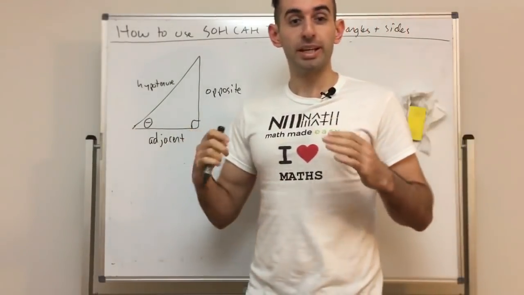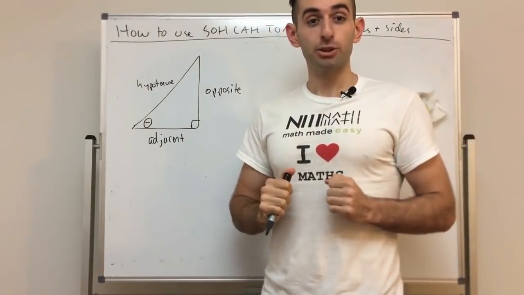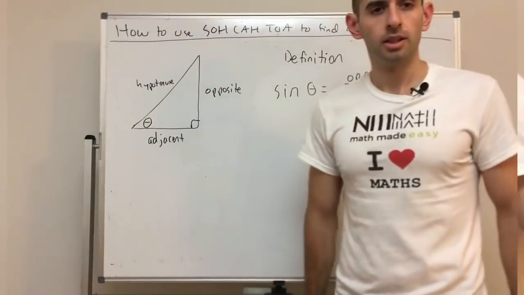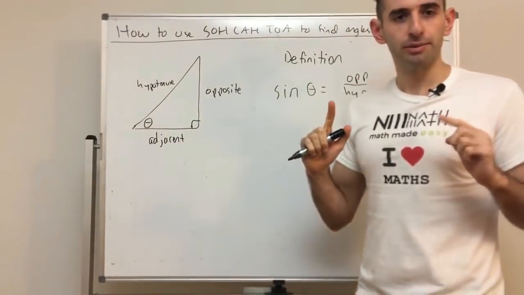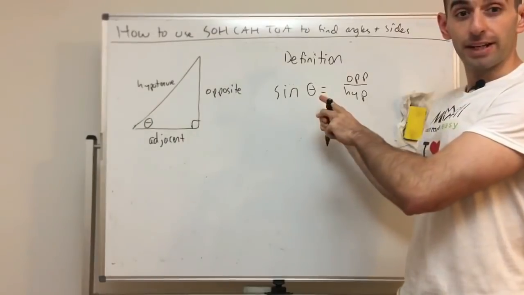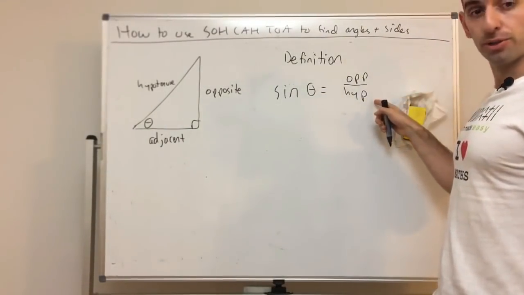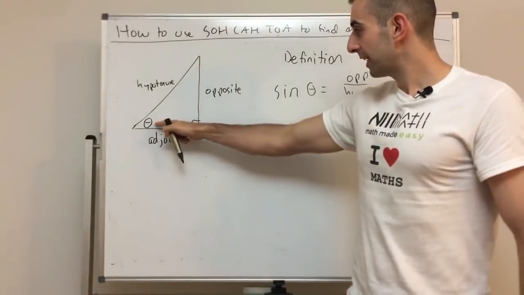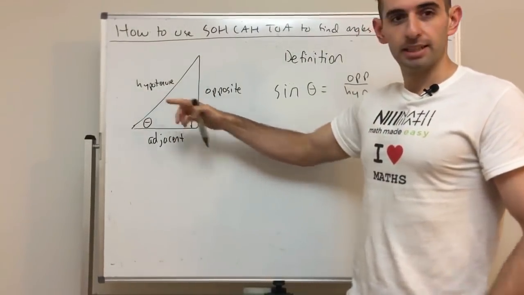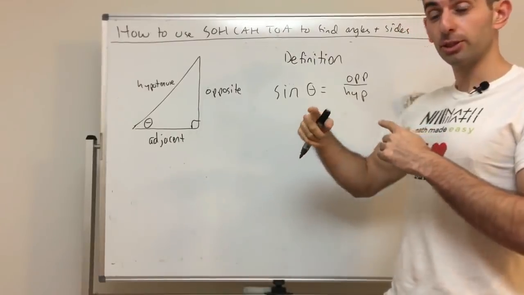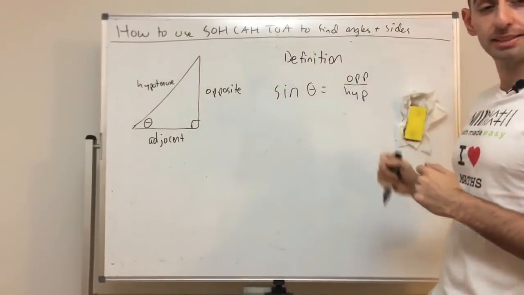So using this, we can now define the three trigonometry ratios. The first trigonometry ratio is sine theta, which we define to be the opposite over the hypotenuse. Right, so sine theta equals the opposite over the hypotenuse. This is why these are called trigonometry ratios, because this is a ratio between two sides.